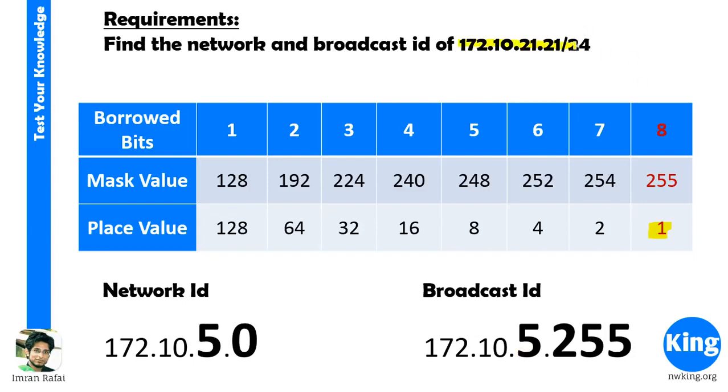So I'm looking for 172.10.21.21, which is nothing but I should be looking for the network ID 172.10.21.0. So that's the network ID, 172.10.21.0, and the broadcast ID is 172.10.21.255. Is this number in between these two, network ID and broadcast ID? Absolutely. So this is the answer they are looking for, 172.10.21.0, 172.10.21.255. Fantastic.